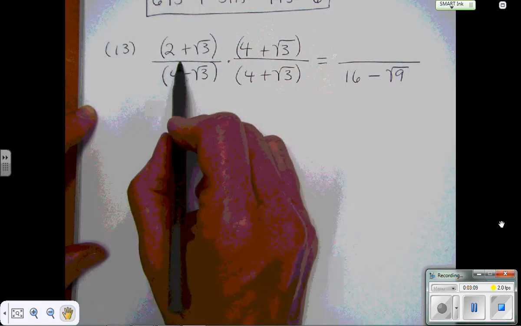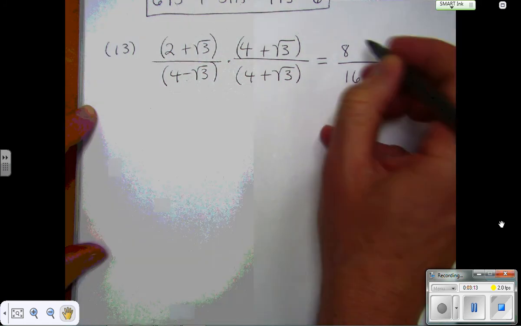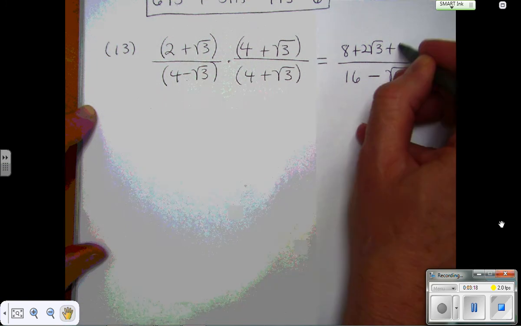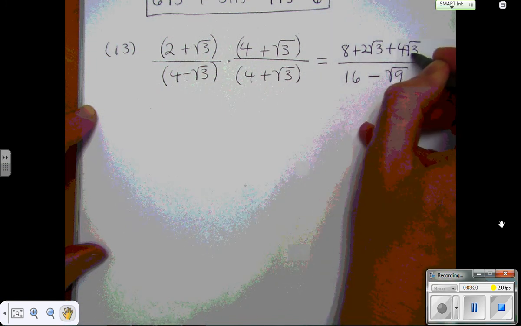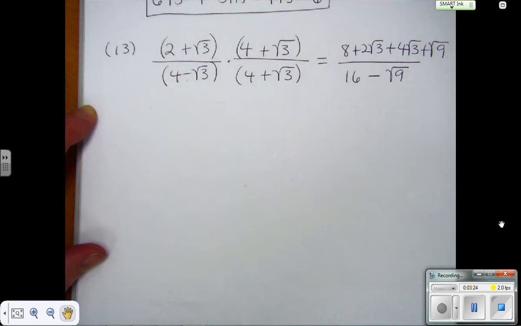2 times 4 is 8. 2 times radical 3 is 2 radical 3. 4 times radical 3 is 4 radical 3. And radical 3 times radical 3 is radical 9. I'm just going to leave it like that for now. Okay, so now I want to go back and simplify and combine like terms.